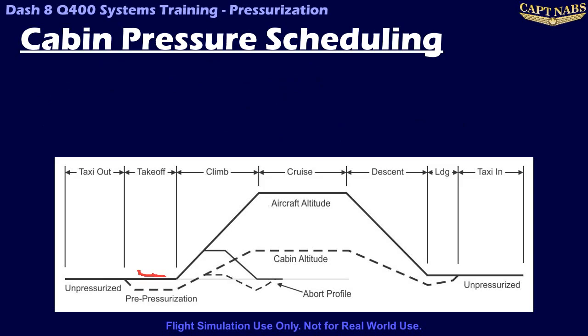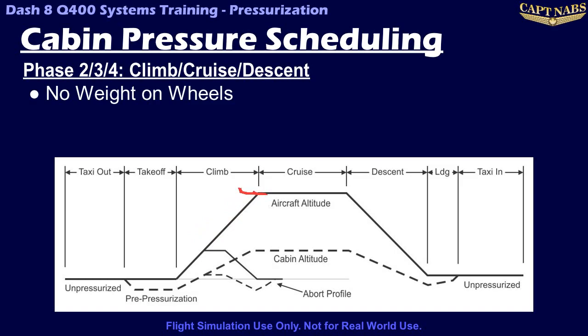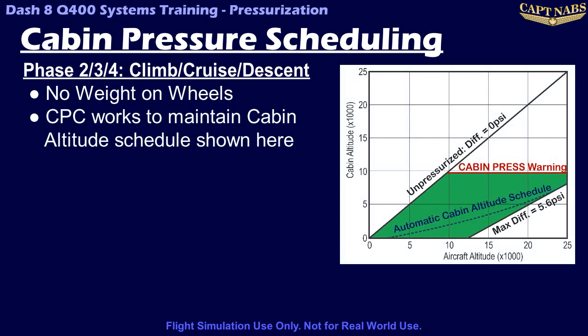Once the airplane is airborne, the aircraft enters climb, cruise, and descent modes. In these modes, the CPC strives to follow the cabin altitude schedule shown on this graph. For example, when the aircraft altitude reaches 10,000 feet, the CPC will be working to try to keep the cabin altitude at approximately 2,000 feet.